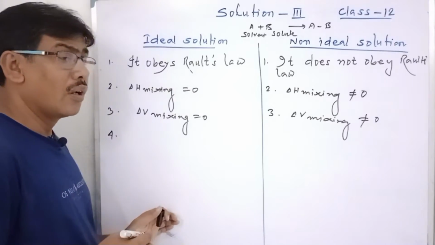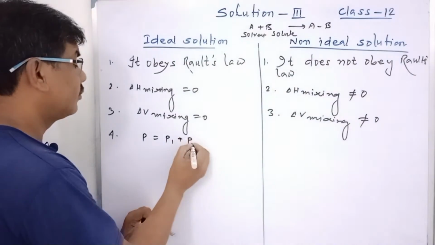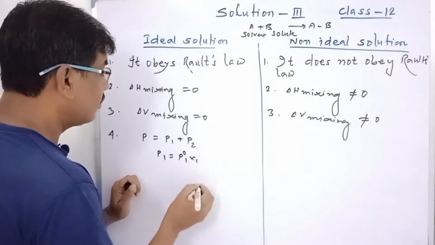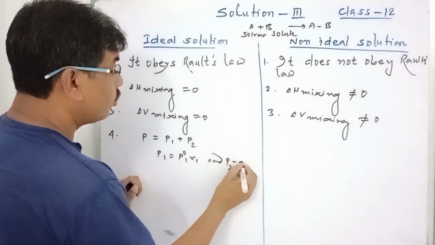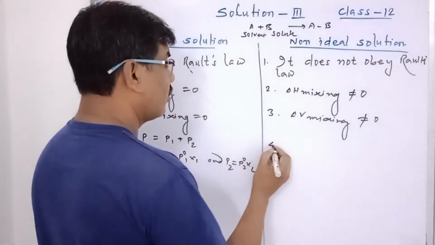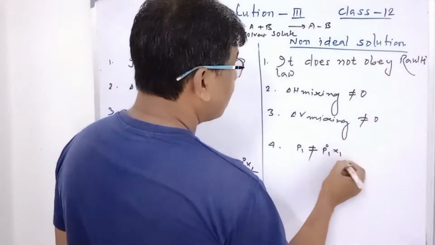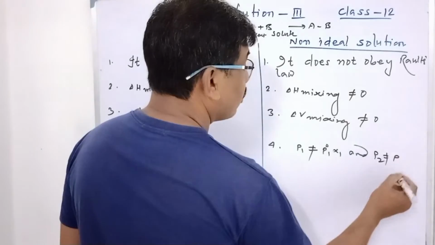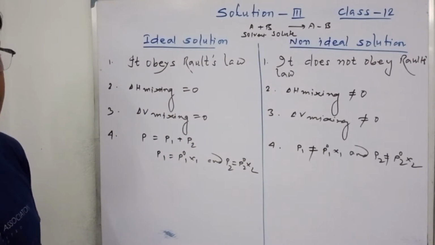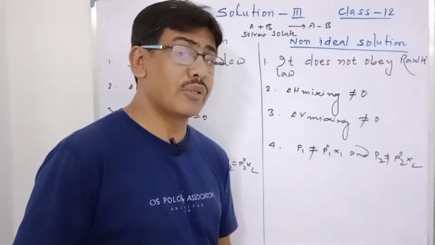4. For the ideal solution, the vapor pressure of the components is equal to their partial pressure. That is, P1 is equal to P01x1 and P2 is equal to P02x2. That is, an ideal solution obeys Raoult's law. But for the non-ideal solution, P1 is not equal to P01x1 and P2 is not equal to P02x2. It does not obey Raoult's law. These are the differences between ideal and non-ideal solution. That is, an ideal solution mainly obeys Raoult's law and a non-ideal solution does not obey Raoult's law.